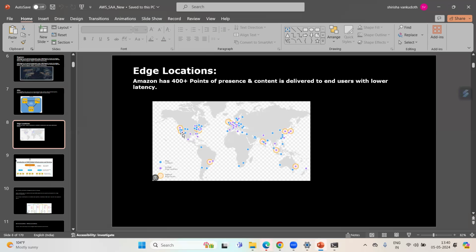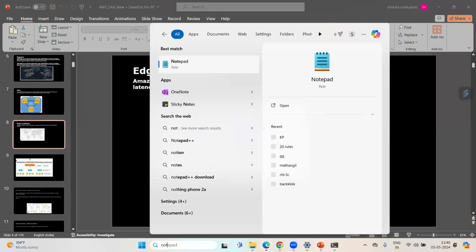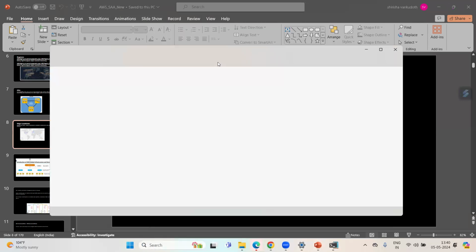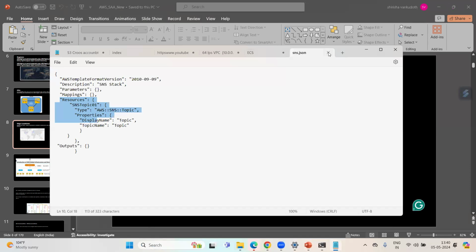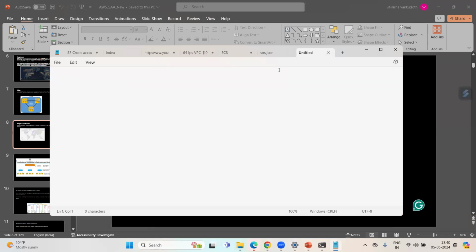So that's where they have made this edge location concept. So they have edge locations, the same as the data centers, somewhere in India. There will be more edge locations than availability zones or data centers. Then how does an edge location work? Let me go to the notepad maybe. Let's say you have an S3 bucket. What is S3? We will see that going forward. Let's say you have stored a file there.